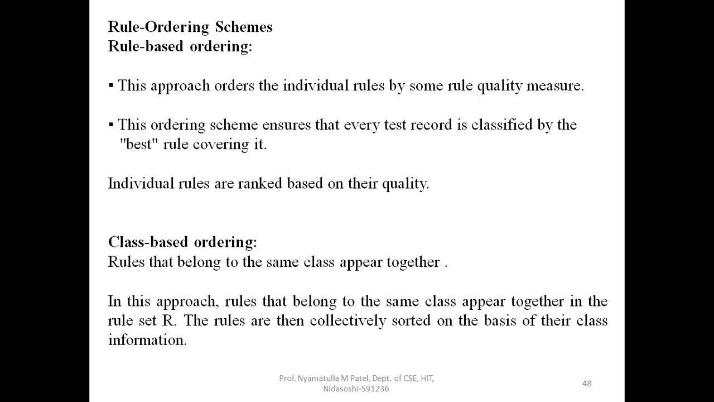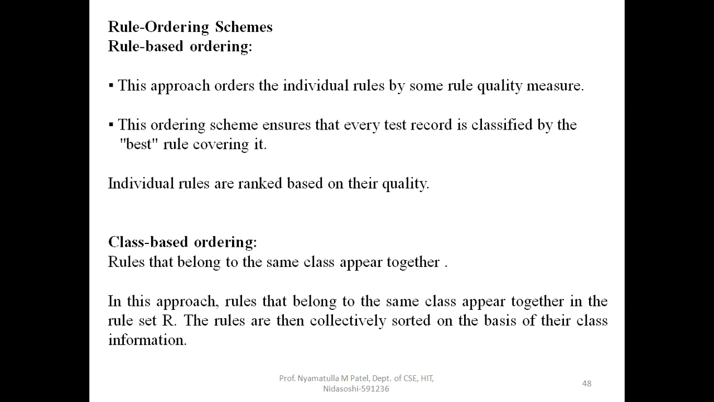First, rule based ordering. This approach orders the individual rules by some rule quality measure. In the previous example of different animals, with attributes like warm or cold blooded, gives birth or not, can fly or not, can live in water or not, we have generated some 5 rules. So, let us take those 5 rules. Is ordering required or not? Ordering means deciding which rule should be first, which second, and which third, fourth and fifth. So a proper ordering has to be applied.